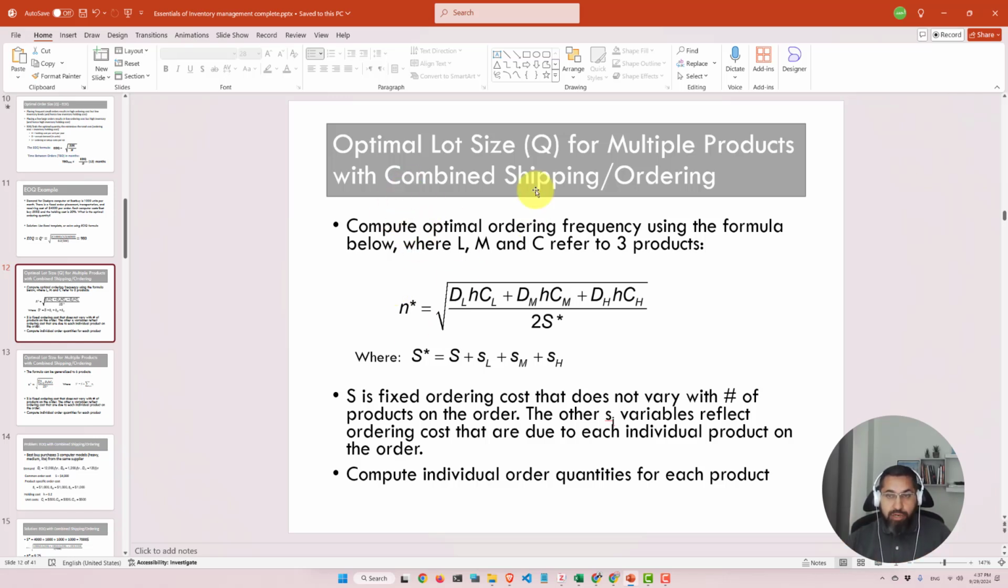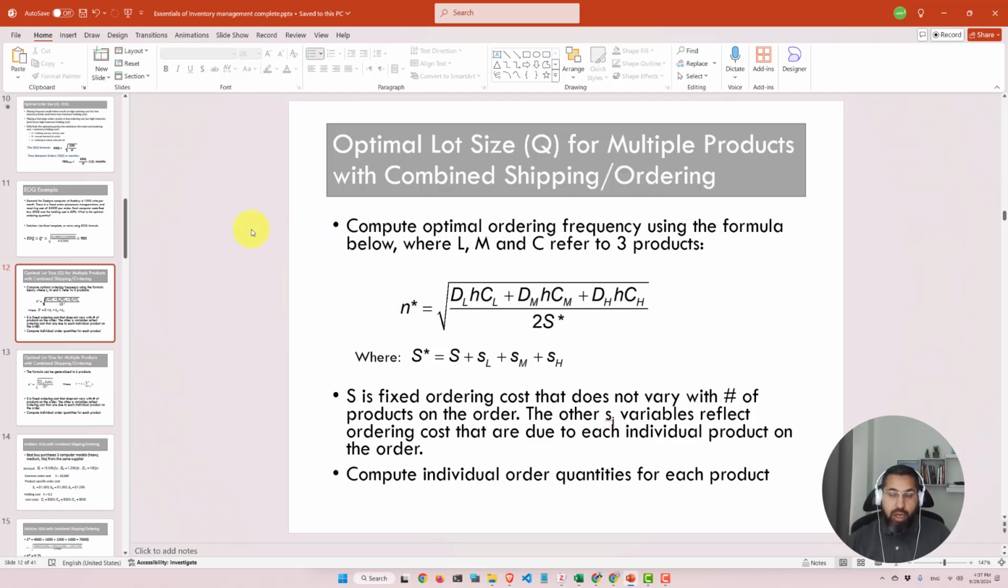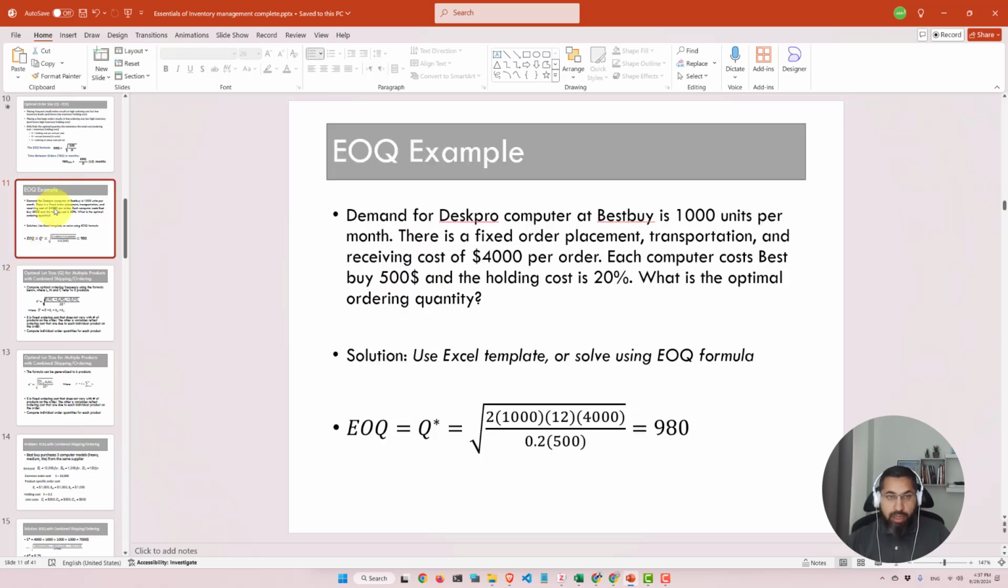And it's more straightforward in this case to find N star because the products share the shipment. So N star is the same for all the products that you're going to order in such a situation. Right, because we are saying we can combine the shipments of these products, and so all the 2 or 3 products we order together like this, they'll have the same number of shipments, and N star is the number of shipments we'll get in the year.